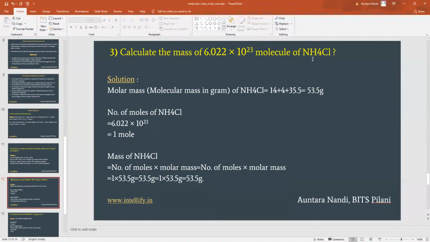Calculate the mass of 6.022 into 10 raised to 23 molecules of NH4Cl. The molecular mass of NH4Cl will be 14 plus 4 plus 35.5. That is molar mass of N plus 4 into molar mass of hydrogen plus molar mass of Cl, that is 53.5 grams. Now the number of moles of NH4Cl is equal to 6.022 into 10 raised to 23 particles, which constitutes 1 mole. So mass of NH4Cl will be number of moles into molar mass, that is 1 into 53.5, that is 53.5.